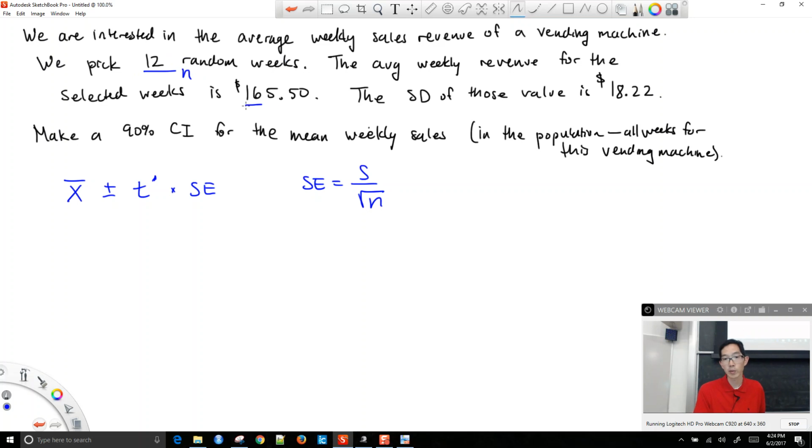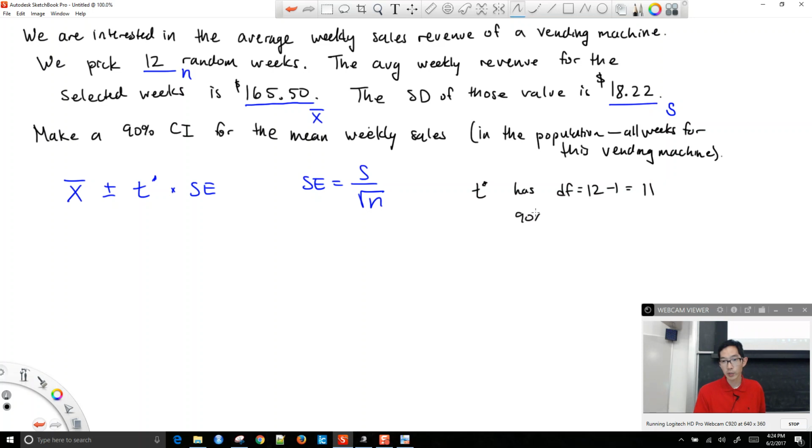Okay, 165.5, what's that? That's x bar. And then standard deviation 18.22, what's that? S, right? This is the standard deviation of those values. So I just plug in. Well, let's look up t star. So t star has how many degrees of freedom? 12 minus 1, I've got 11 degrees of freedom.